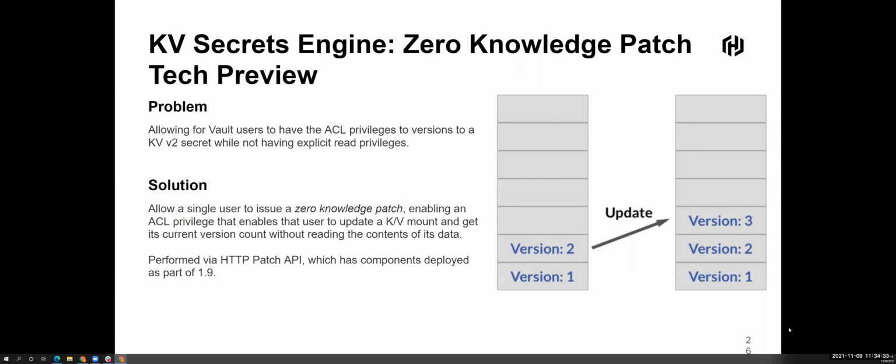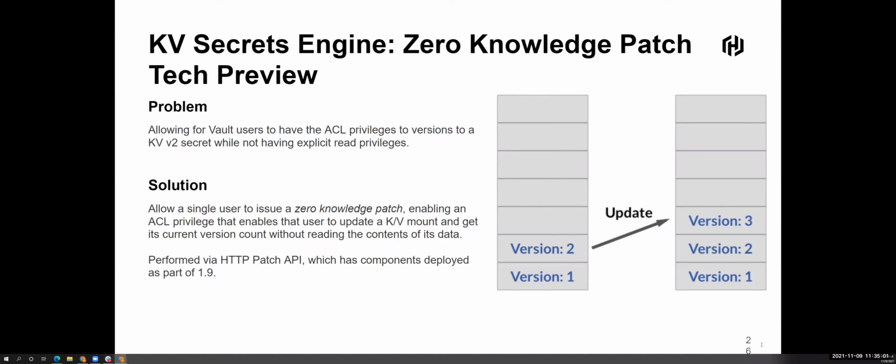And the last thing I want to mention is this: the KV secrets engine is getting a patch function. So the example here is in prior releases, let's just say you wanted to update a key or a value in the KV store. What you had to do is read the entire object out, update the value, and then push it back into the store, and then you get a new version of that store. But with 1.9, we're releasing in tech preview a patch feature.